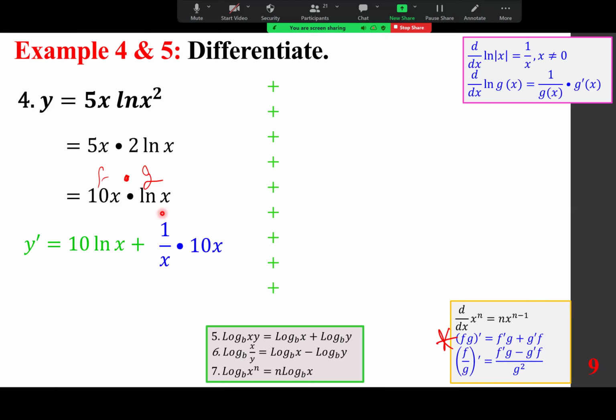I take the 10 out. This gives you ln x. And this one, by the way, the x and x in the top and the bottom, they cancel each other. So it's just 1.